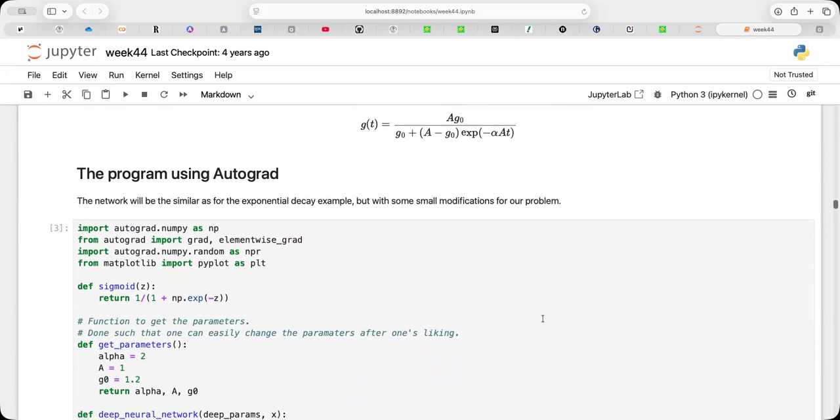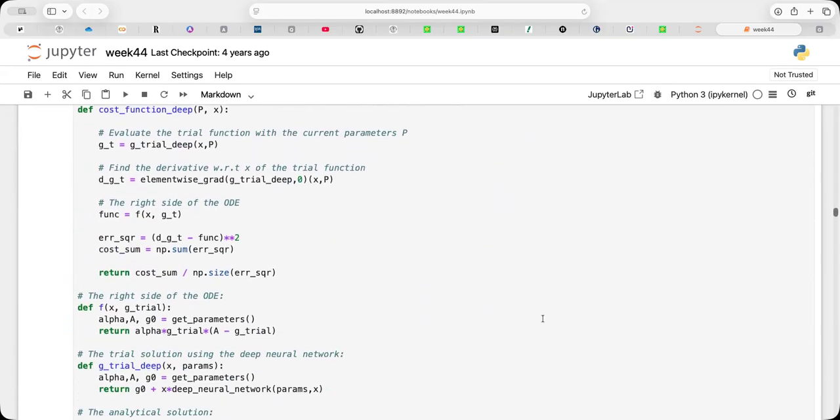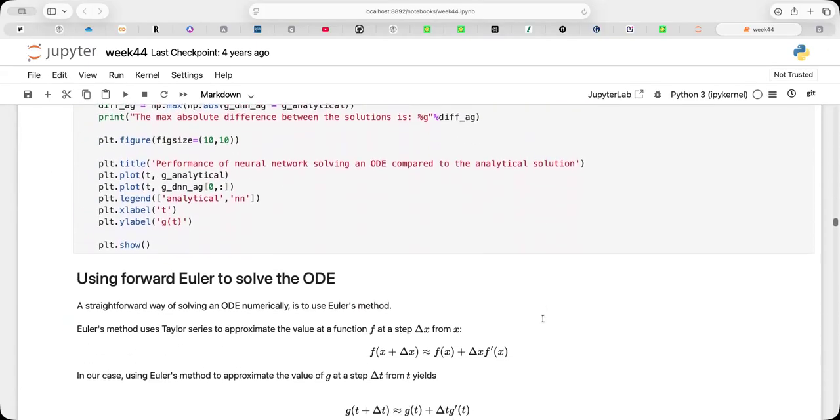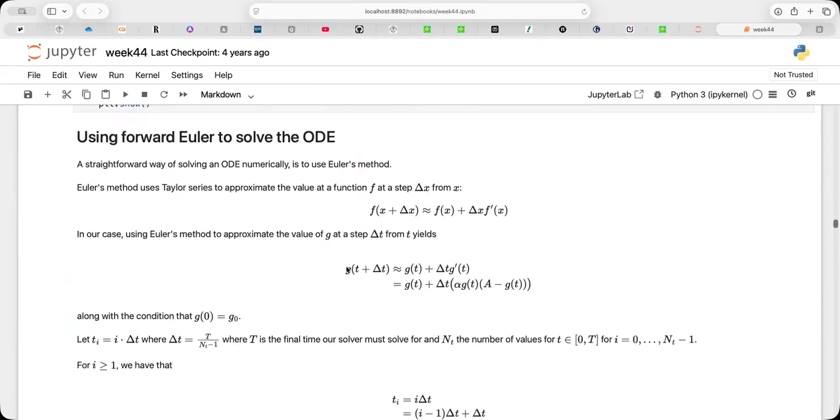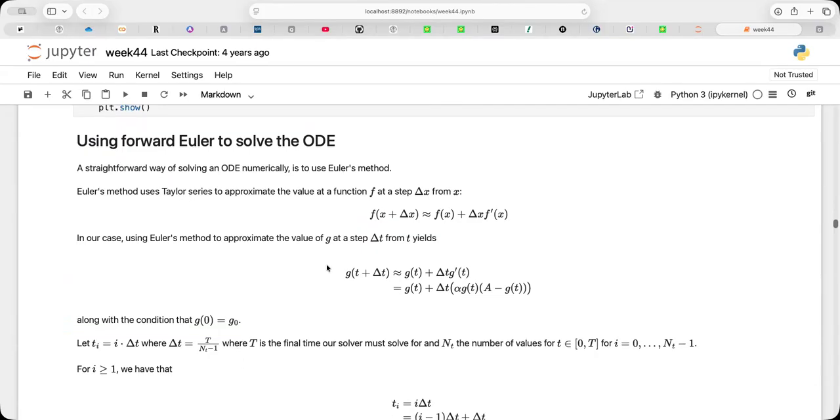And here again, we would use automatic differentiation. But what I wanted to show you, if I scroll down a little bit, is actually the comparison we are going to do with Euler's method. Because this is a comparison which in the beginning sounds as if the neural network is doing better than one of the standard methods for solving differential equations.